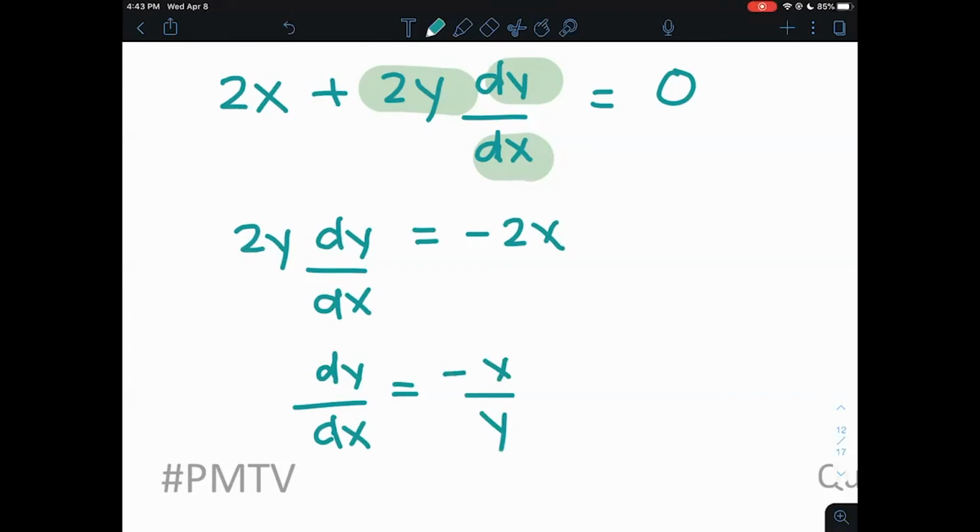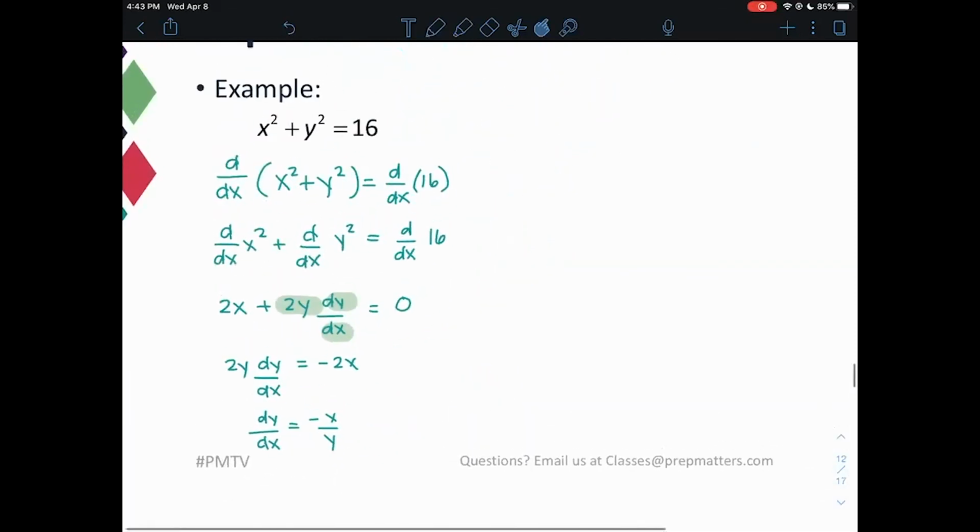The derivative with respect to x of y is negative x over y. Now I can find my slope of a tangent line at any point of this circle. Those are the quick skills for implicit differentiation.